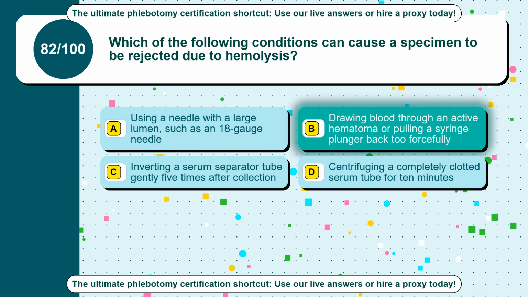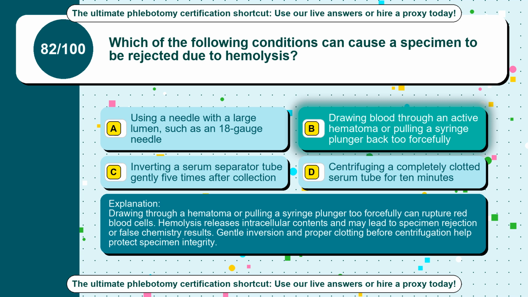The correct answer is option B, drawing blood through an active hematoma or pulling a syringe plunger back too forcefully. Drawing through a hematoma or pulling a syringe plunger too forcefully can rupture red blood cells. Hemolysis releases intracellular contents and may lead to specimen rejection or false chemistry results. Gentle inversion and proper clotting before centrifugation help protect specimen integrity.